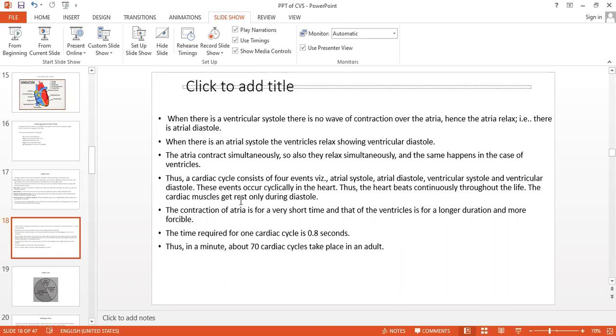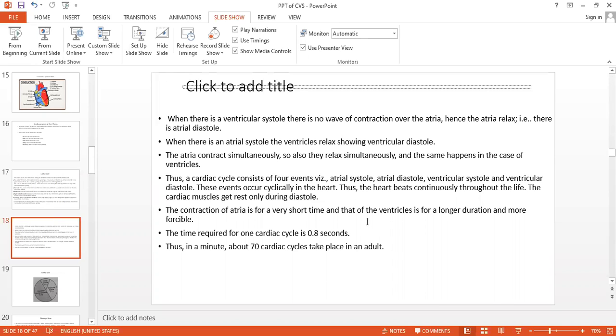The cardiac muscle get rest only during the diastole. That is the relaxation, only during the diastole. The contraction of the atria is of short duration. But ventricles contract for a longer duration, and that also more forcefully.